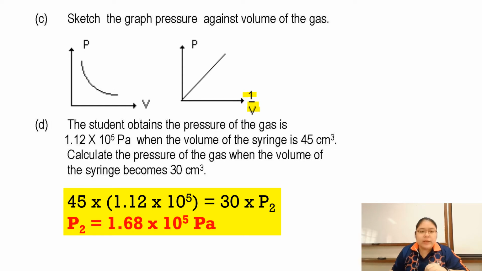From here, this one is P1, V1. This one is V1, 45. So your P1 is 1.12 times 10 power 5. This one is your volume 2. Then the P2 we do not know. After applying everything, we get the answer: 1.68 times 10 power 5 Pascal. So please check your answer, is it correct or not? If not, you do some correction.